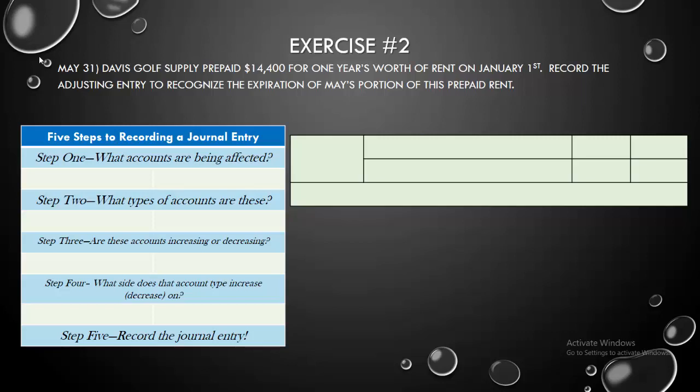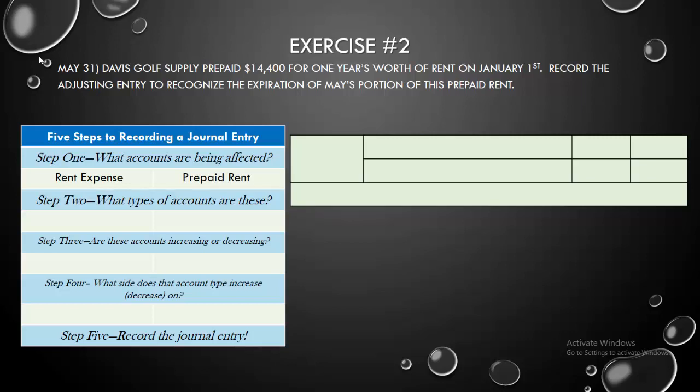We can't record an expense unless it's in the period in which that expense helps us earn revenue. In other words, May's rent is going to help us earn revenue in May, so we need to record May's portion of the rent in that month. So one of the accounts being affected is going to be rent expense. And the rent expense, that prepayment of rent, is expiring because the month passed. So the other account has to be prepaid rent.